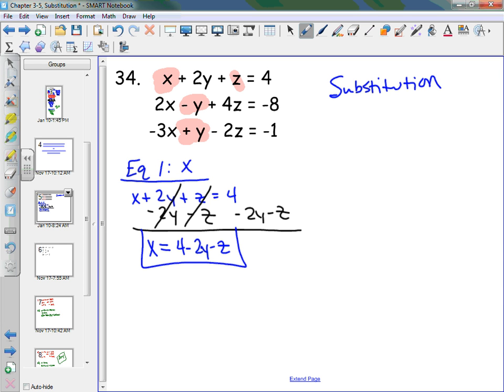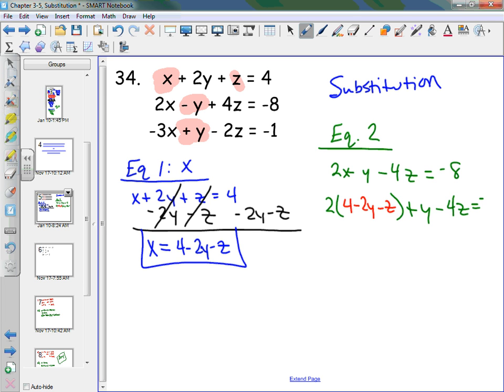So now every place that I have an x, what can I plug in? 4 minus 2y minus z, right? So now I've used equation 1. Now what do I have to use? I have to use equation 2. So equation 2 is 2x minus y plus 4z is equal to negative 8. And what am I plugging in for x? The 4 minus the 2y minus z. So I have 2 times 4 minus 2y minus z, minus y plus 4z is equal to negative 8. Do you see that? Yes or no?